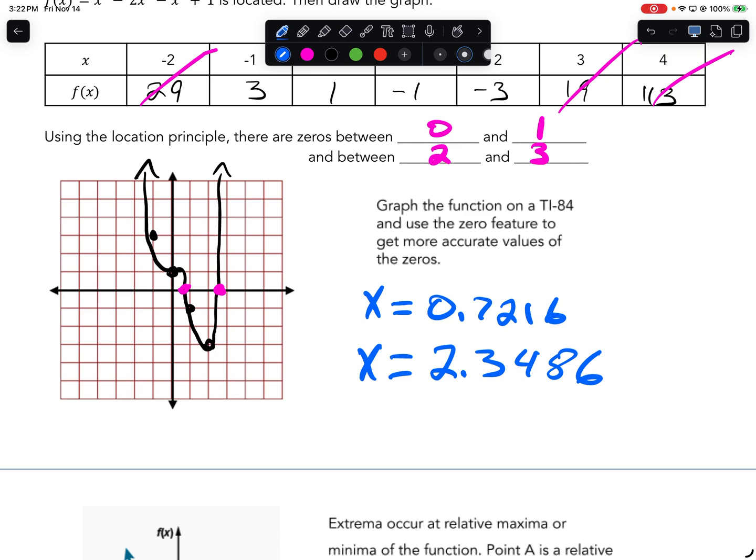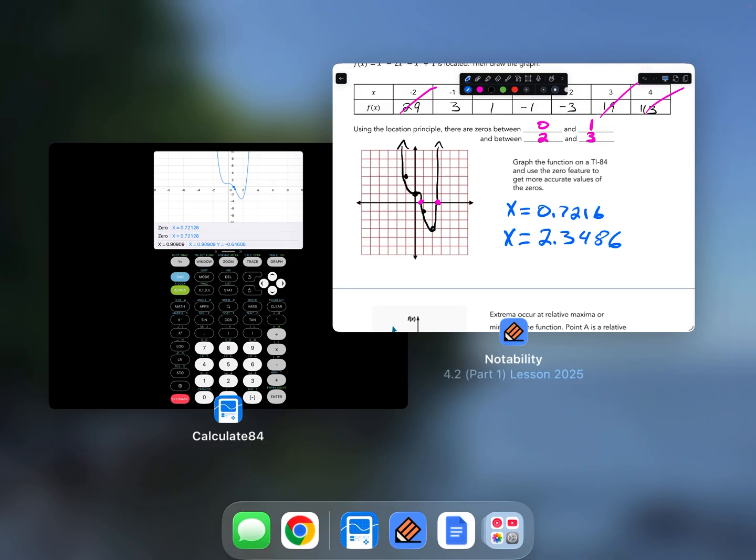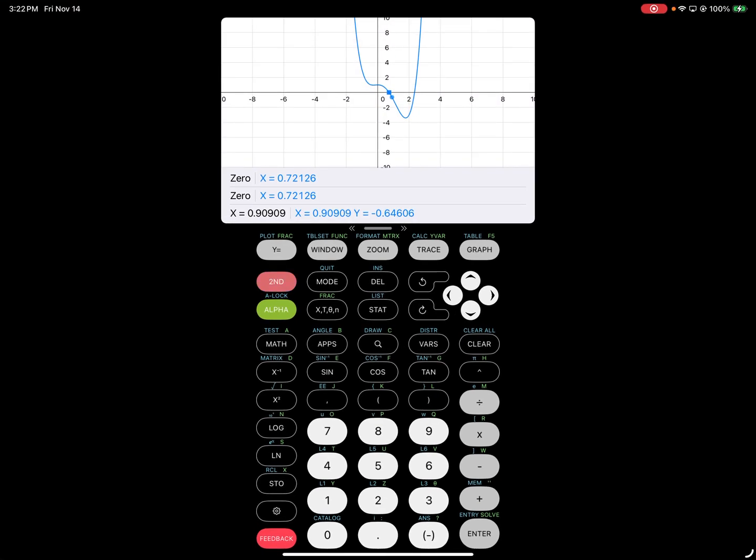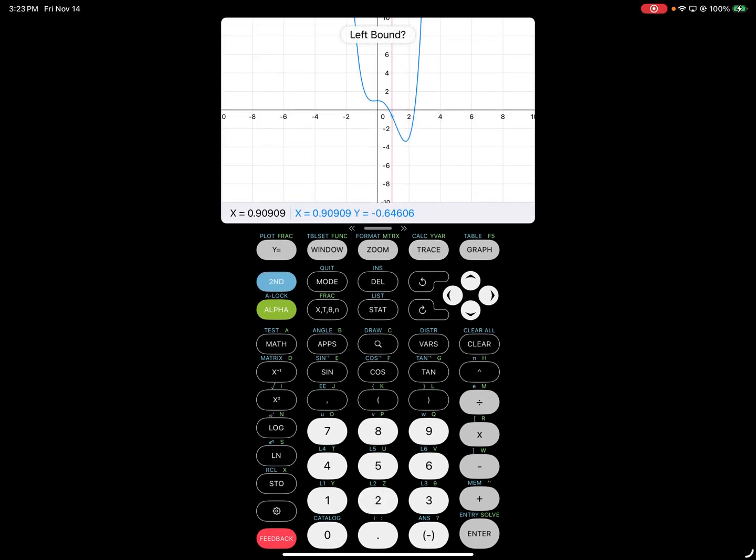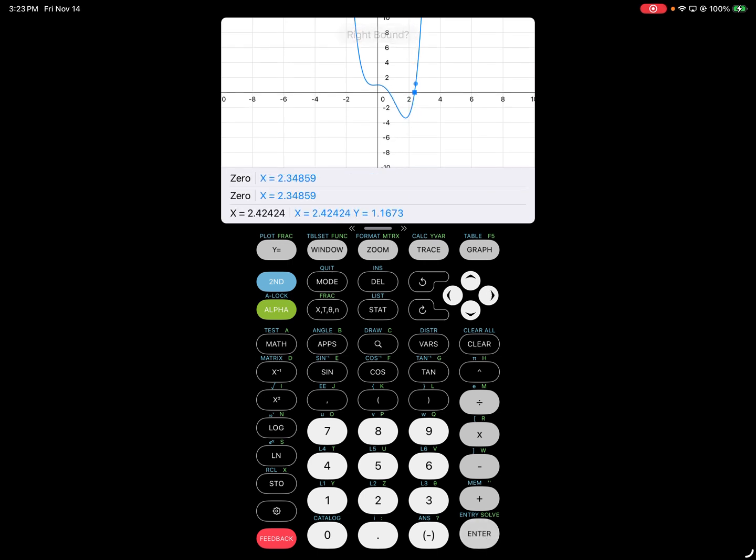Do the other side. Left bound's below, right bound's above. I'll show you on here. You go second trace, number 2, and then I move my cursor to just below the x-axis over here, and move it to just above the x-axis, and you get 2.348. Okay? If you need help doing that, ask me.